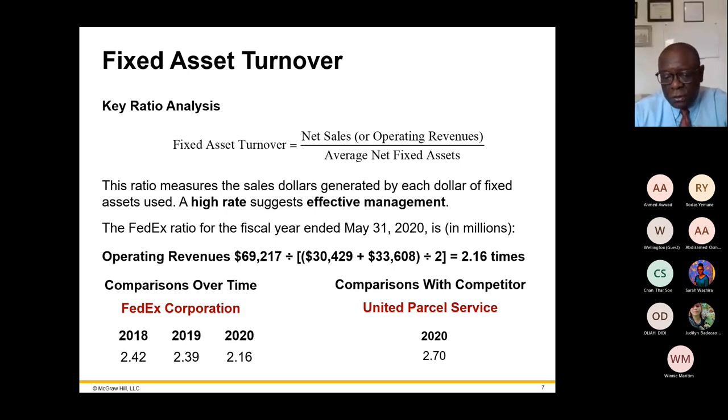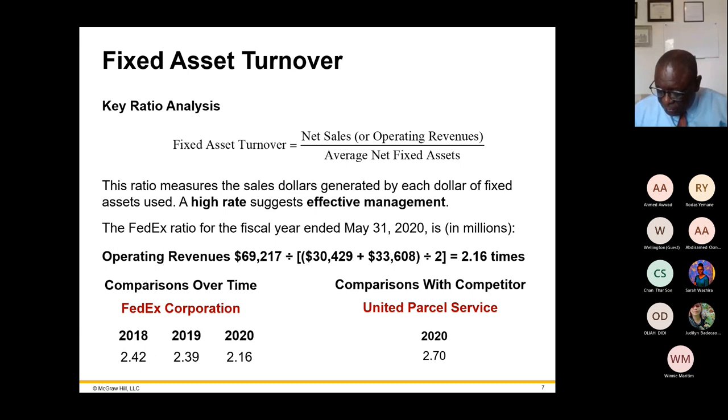So the higher that ratio, the more effective is the management. That's where we really look at management efficiency. So you can now see that if you keep too much fixed assets as a company, you will see that ratio will be completely down. Supposing, let's say we make sales of $500 and our net fixed asset is 1,000, you will see that this would be 0.5.